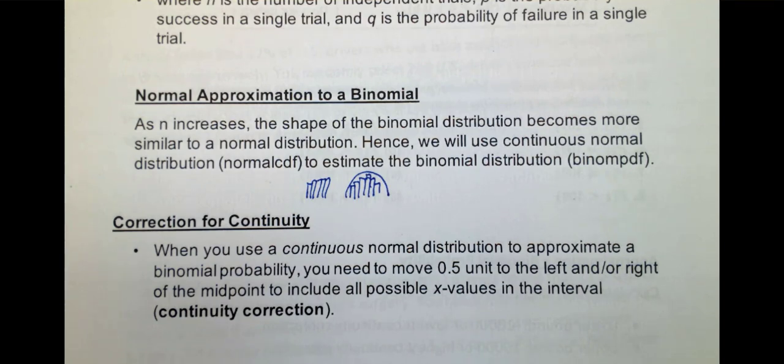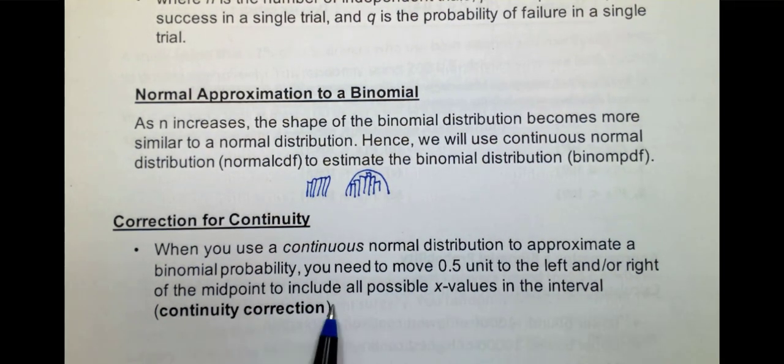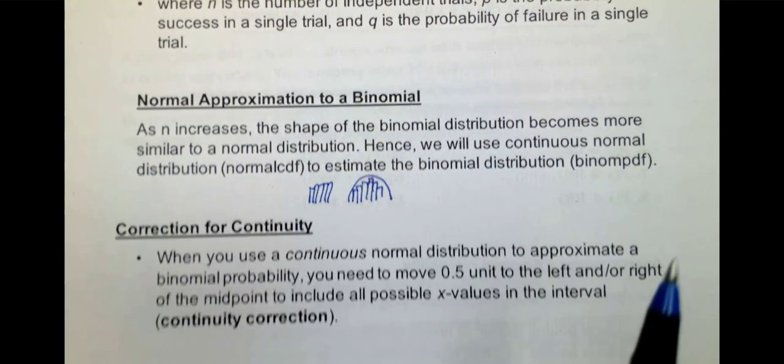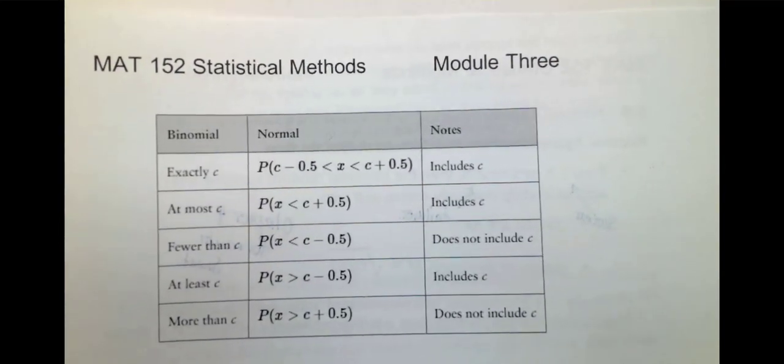Alright, when you use a continuous normal distribution to approximate a binomial probability, meaning we're going to use normal CDF to solve a binomial or binom CDF problem, you need to move 0.5 units to the left and/or right of the midpoint to include all possible x values. So we're trying to include any x value that will fall under that characteristic. And this is called continuity correction. So let's look at some examples of that.